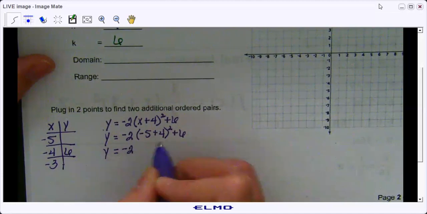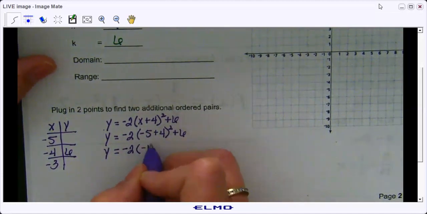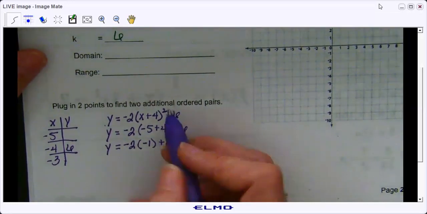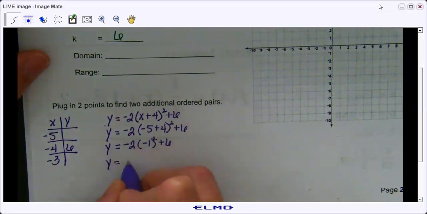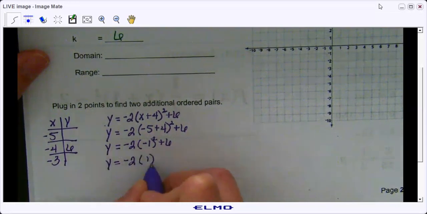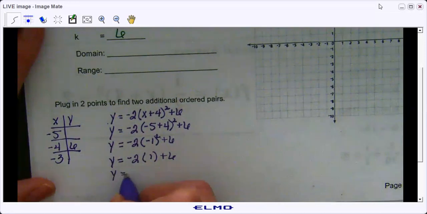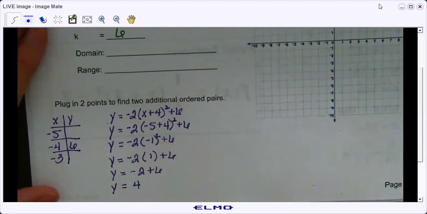And the first thing we have to solve is what is in parentheses, which is -5 plus 4. We get a -1. The next thing we're going to solve is our exponent, which is -1 squared, which is 1. Then we solve for multiplication. -2 times 1 is -2. And then we solve our addition. And when x is -5, y will be a +4.